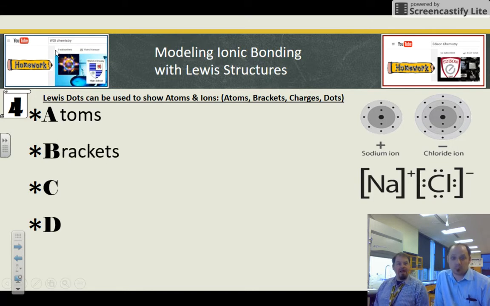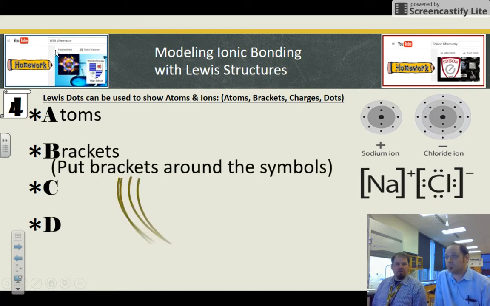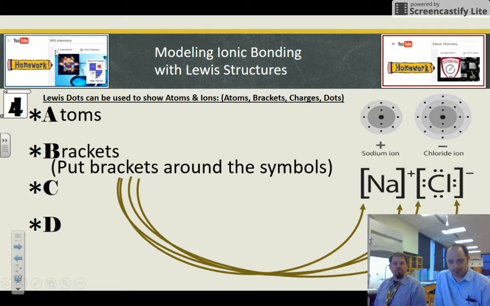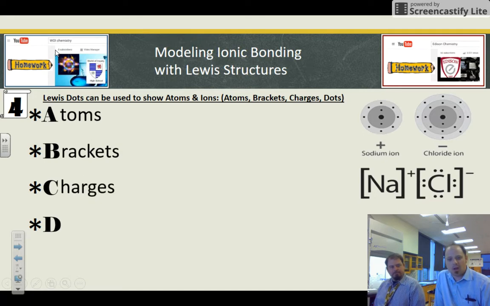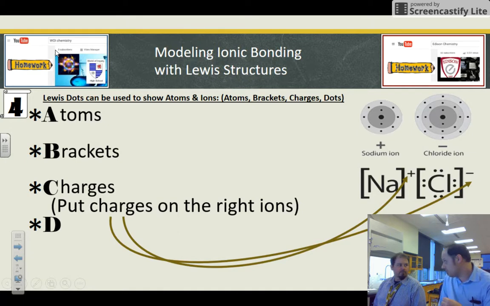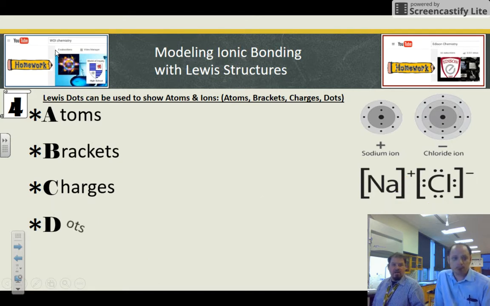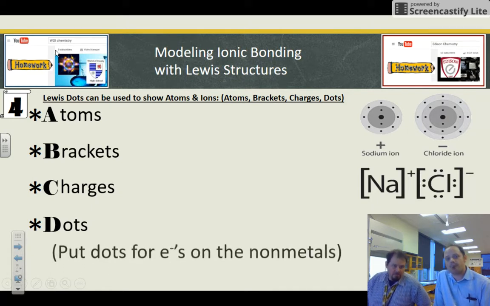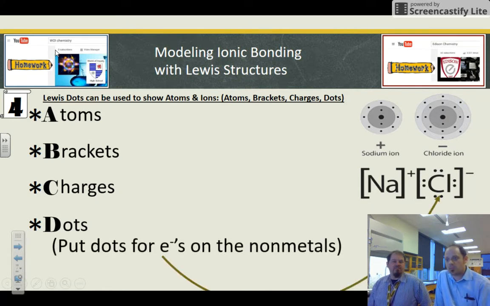And then we're going to draw brackets, which are those squarish looking things around the outside. And what those say is, my electrons, you cannot have them. The charges are the numbers that we put in the top right corner, usually with a positive or negative sign, to show that the atoms have lost or gained electrons. And they are now ions. In ionic bonding, dots go around specifically the non-metal. And this represents the valence electrons left in play from the non-metal. And there has been a transfer now.